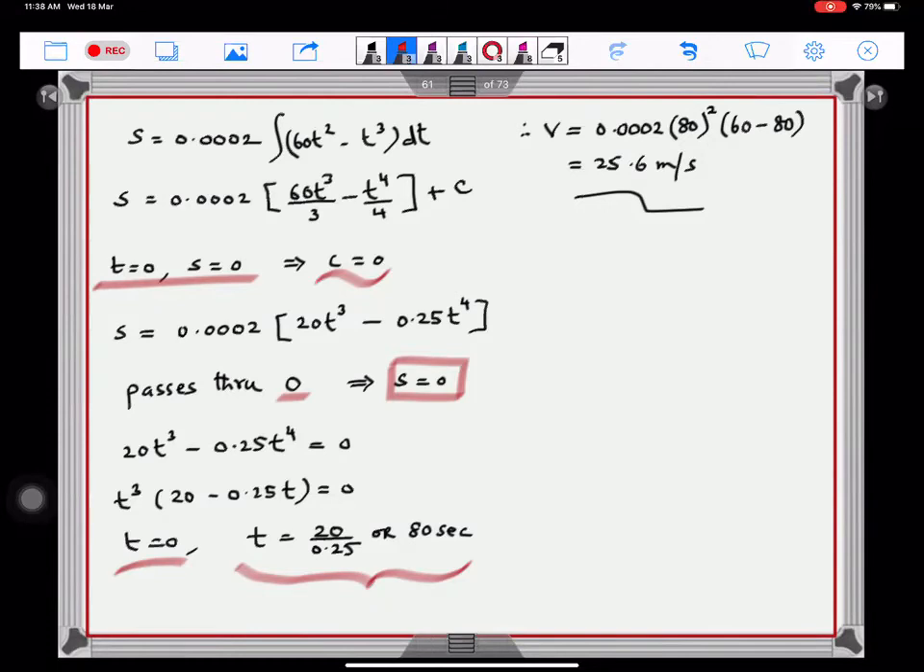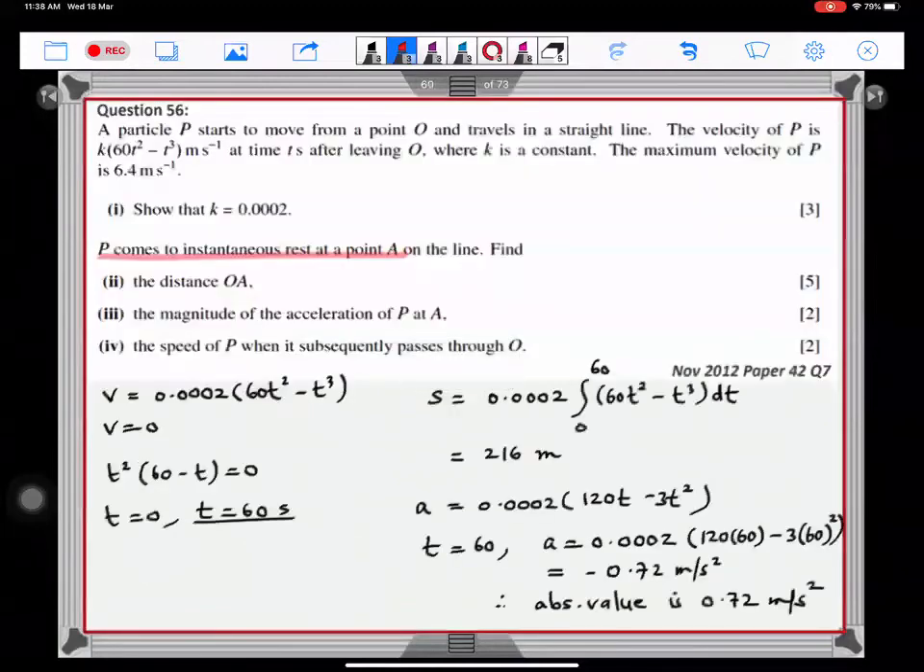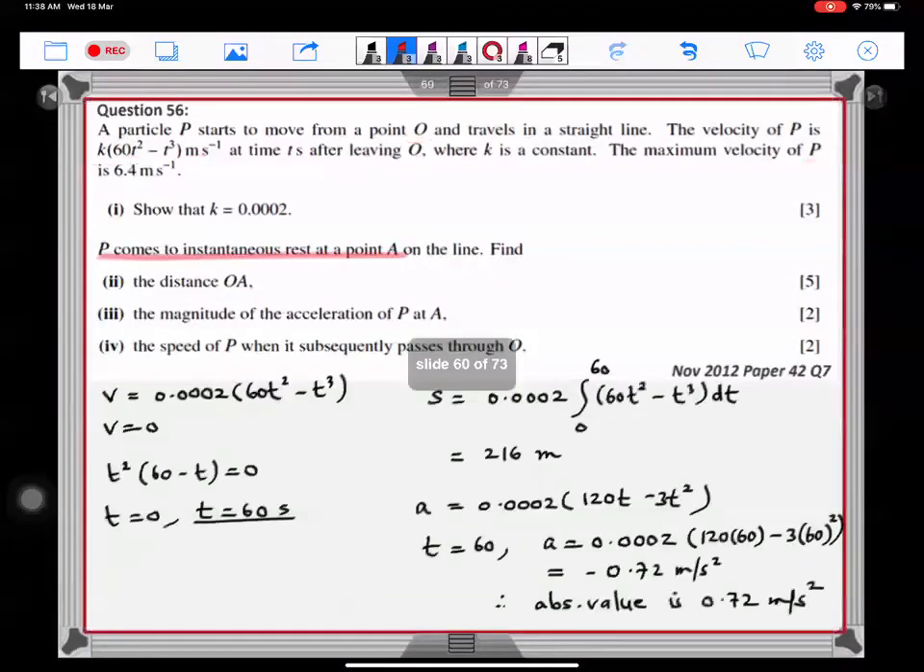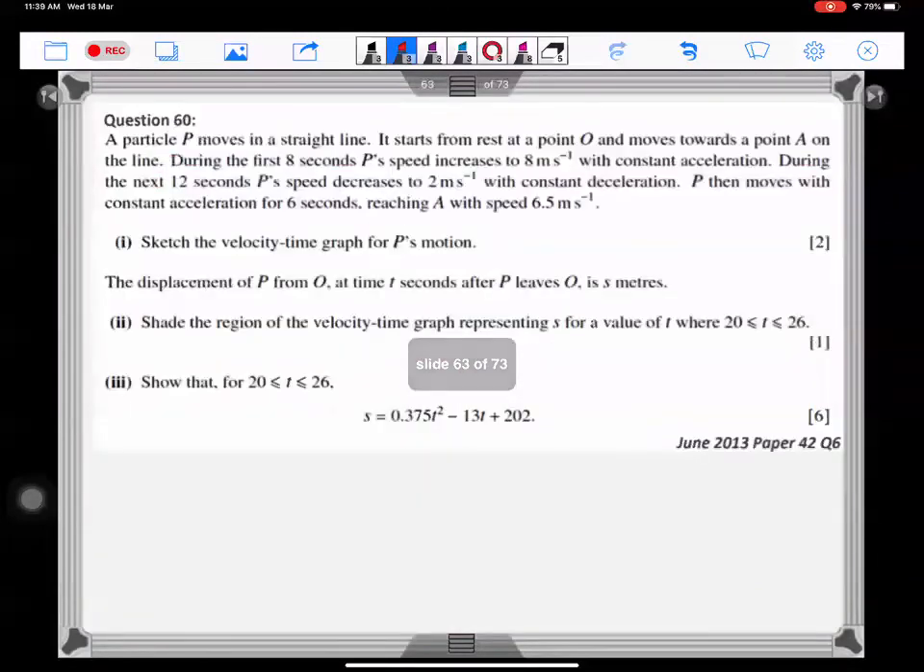What is the velocity of the particle when it passes through O? Plug t is equal to 80 in the velocity equation. You get the answer as 25.6 meters per second. Clear? Okay, another nice question. This is too nice.